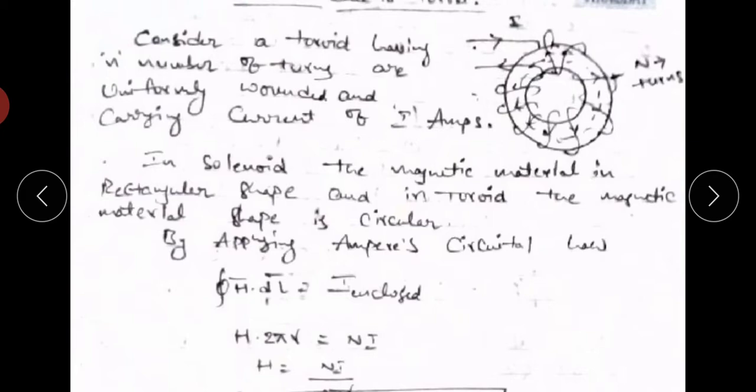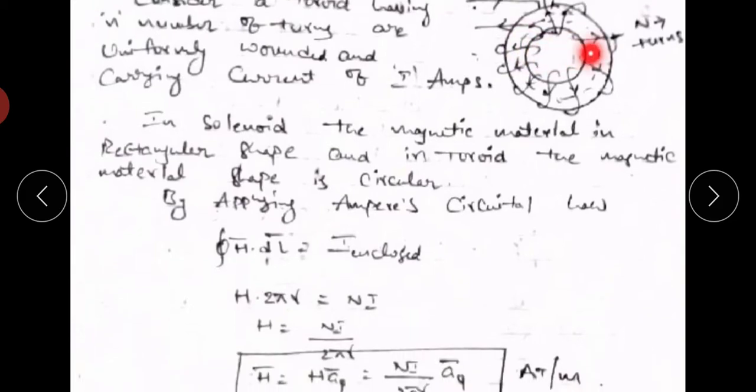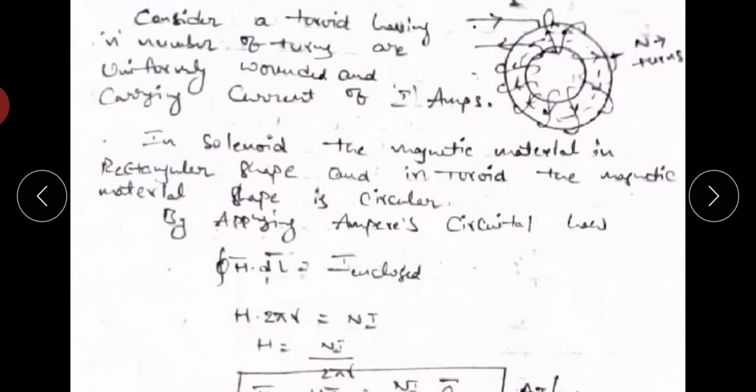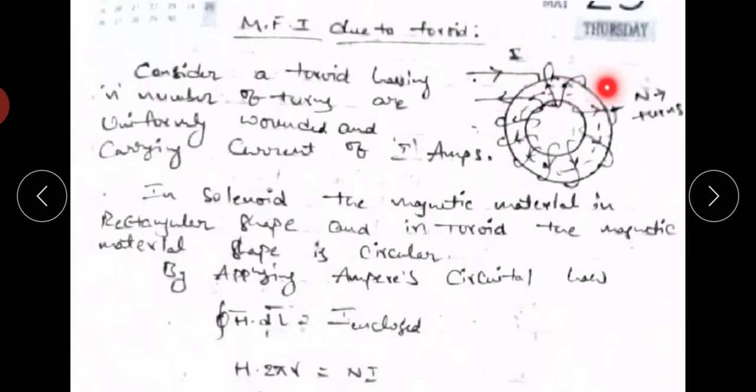So now we have to find the magnetic field intensity due to this toroid. In electromagnets, mainly the total magnetic field is present in the magnetic material. So the magnetic field intensity exists only inside the magnetic material. Here this circular construction is the magnetic material. So the total magnetic field intensity is present inside this magnetic material.